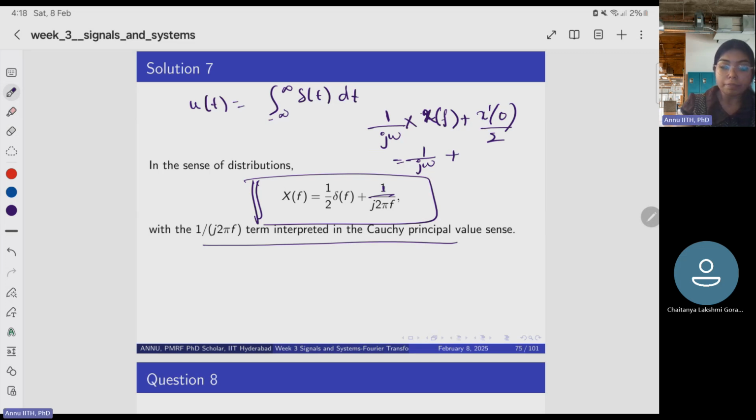Fourier transform of 1, so plus delta by 2, delta f by 2.